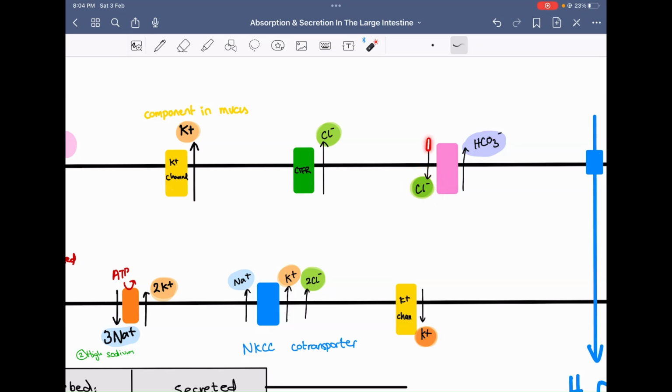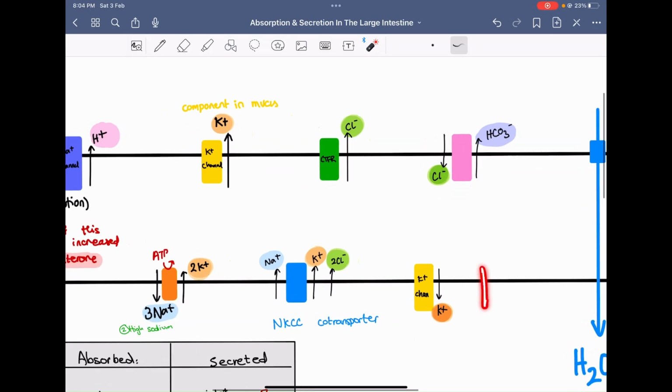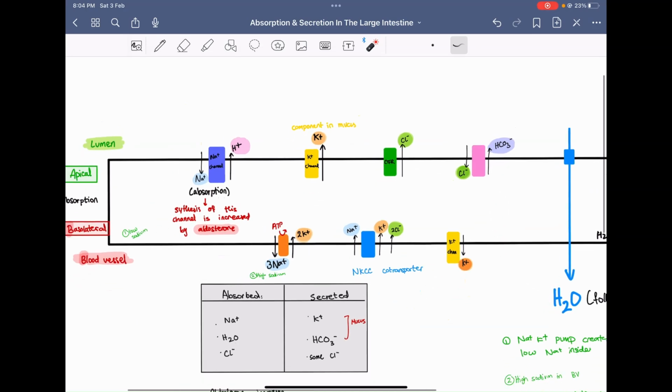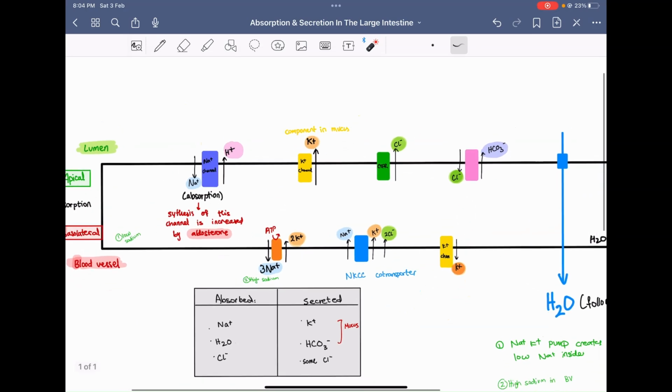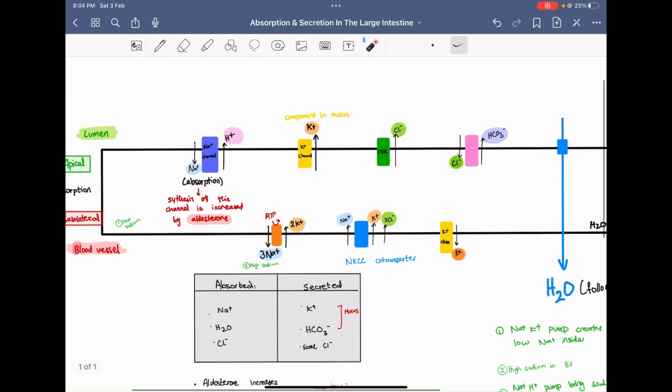So chloride is being absorbed back into the large intestinal cell, which will be eventually absorbed, by other channels which are not drawn here, back into the blood vessel. Okay, so now you're going to be asking what this is doing here. This is what I previously mentioned, that some chloride ions will be secreted.